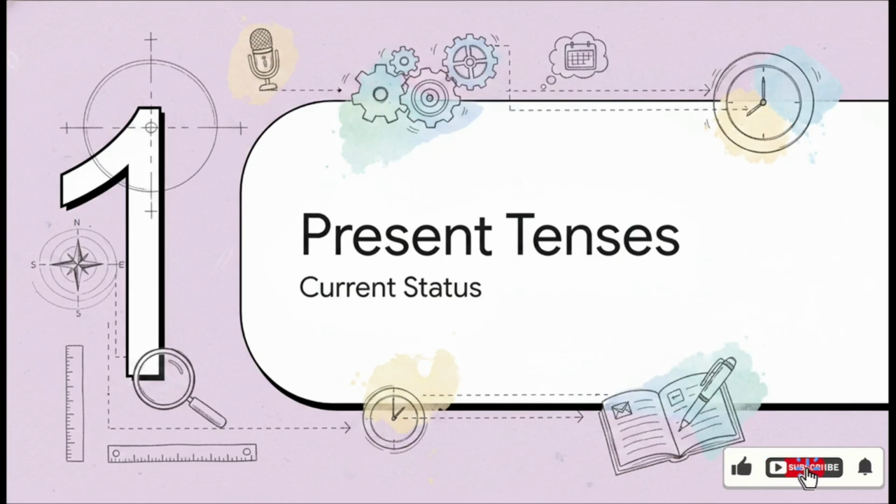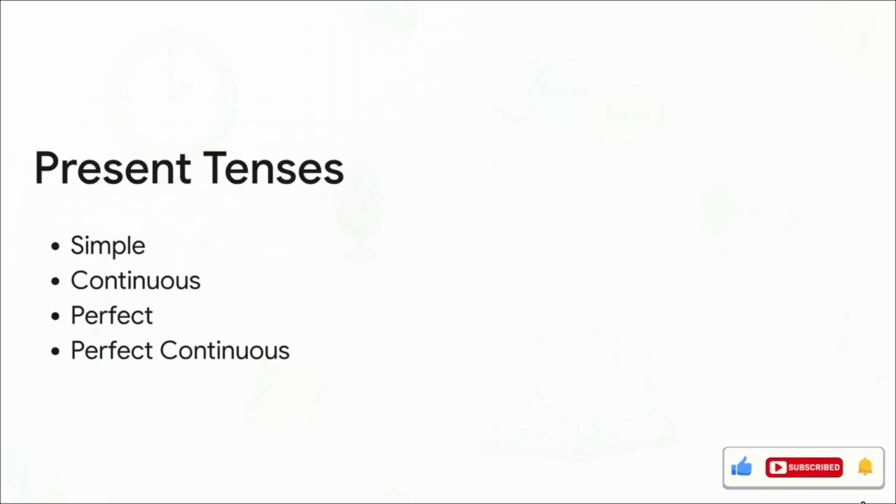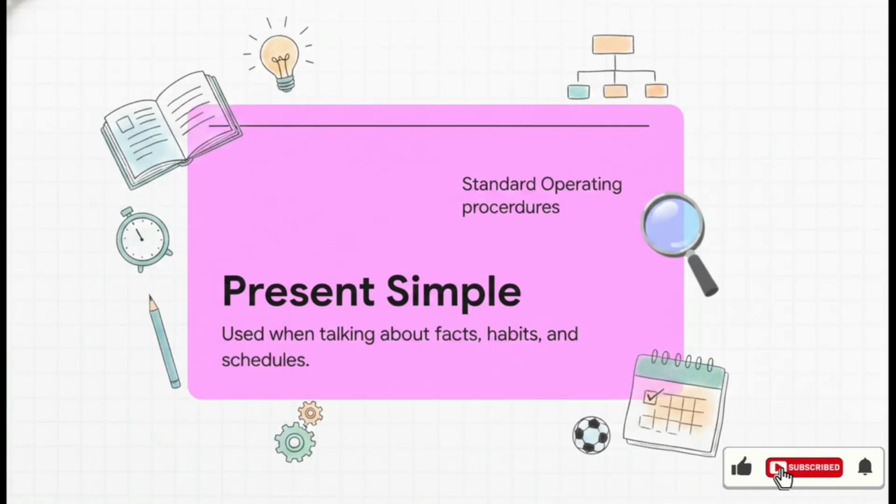Present tenses and establishing your current status. To completely dominate the present time zone, you've got exactly 4 tools at your disposal. Whether you need to state a permanent corporate fact or describe an ongoing action happening literally right at this very second, one of these 4 present tenses is exactly what you need. Let's start with your absolute foundation, the present simple.